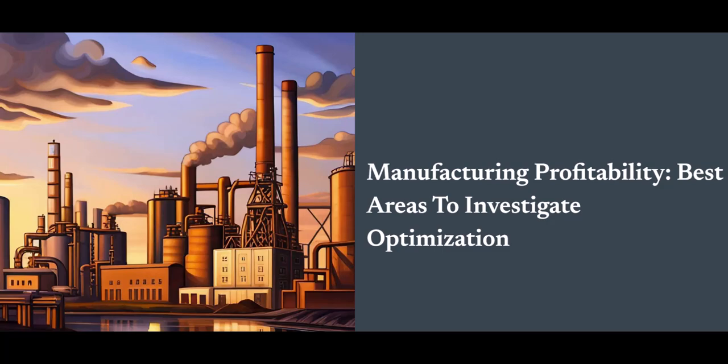Now that we've covered the fundamental factors, let's dive into the top 3 areas to investigate for manufacturing optimization: quality control, production planning, and inventory management. Quality control is paramount. It's the process that ensures products meet the required standards. Investing in quality control can dramatically improve manufacturing efficiency and reduce waste.